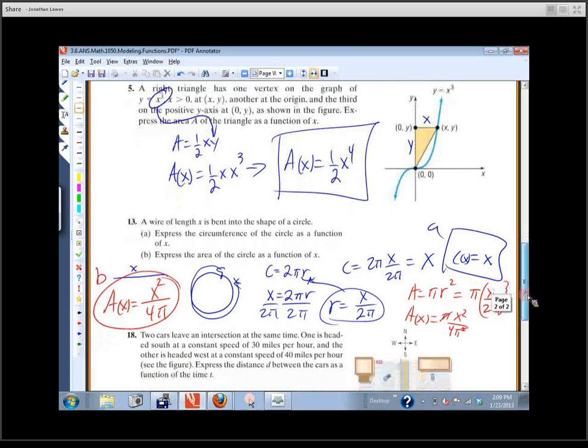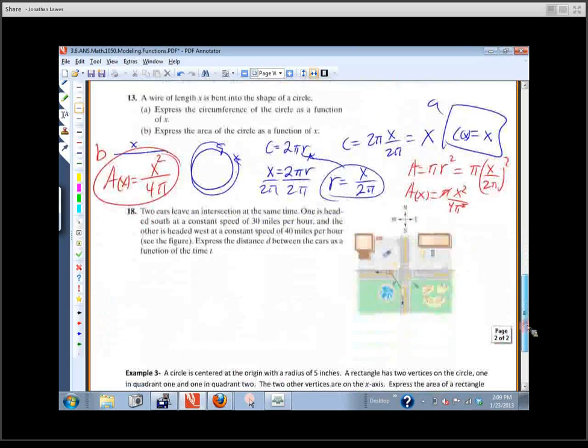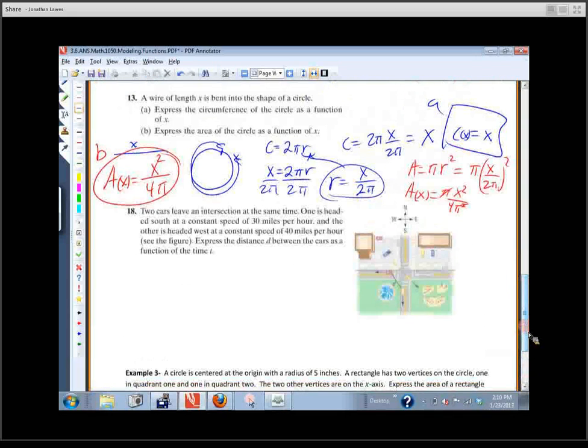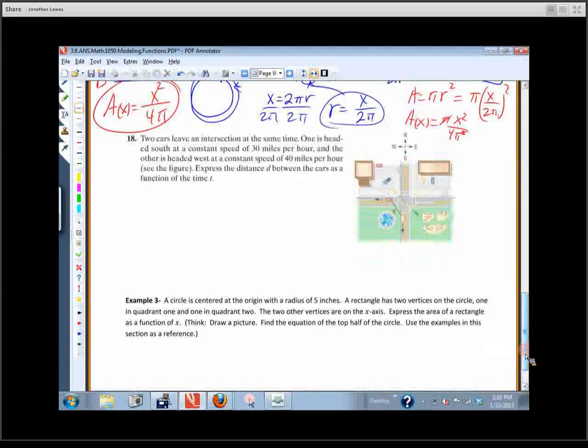Sure? Okay. All right, we got 2 more problems. Any questions? Okay. Would you read 18? Think about it for just a second.